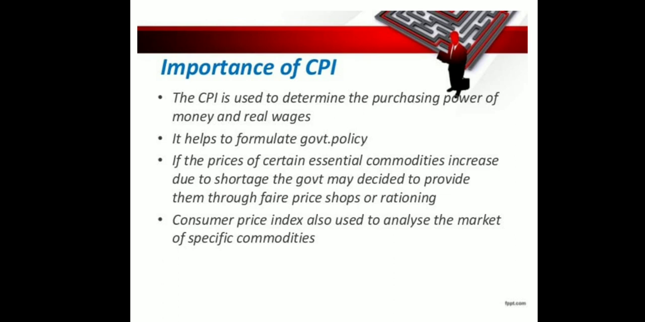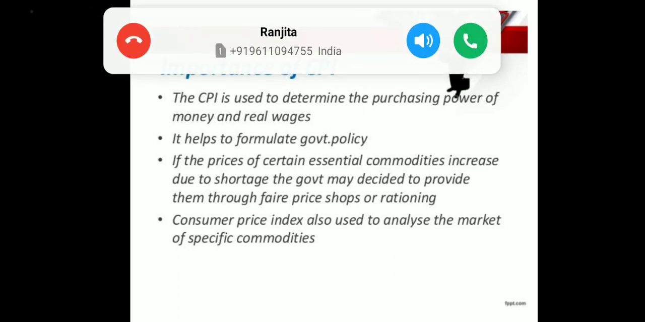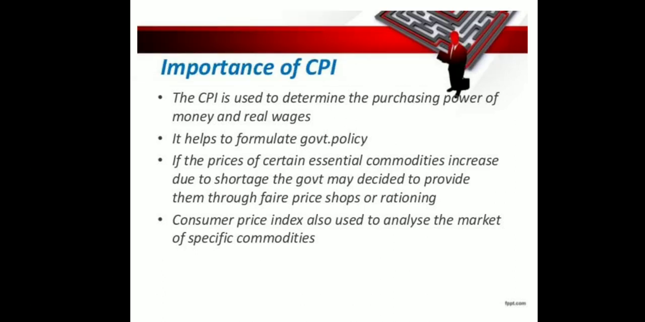It also helps in forming the government policy, to make the policy for the distribution of food. So in such cases this is very much needed. Similarly, when the price of certain essential commodities increases due to shortage, the government may decide to provide them through fair price shops, retailing. So the consumer price index is also used to analyze the market of specific commodities.